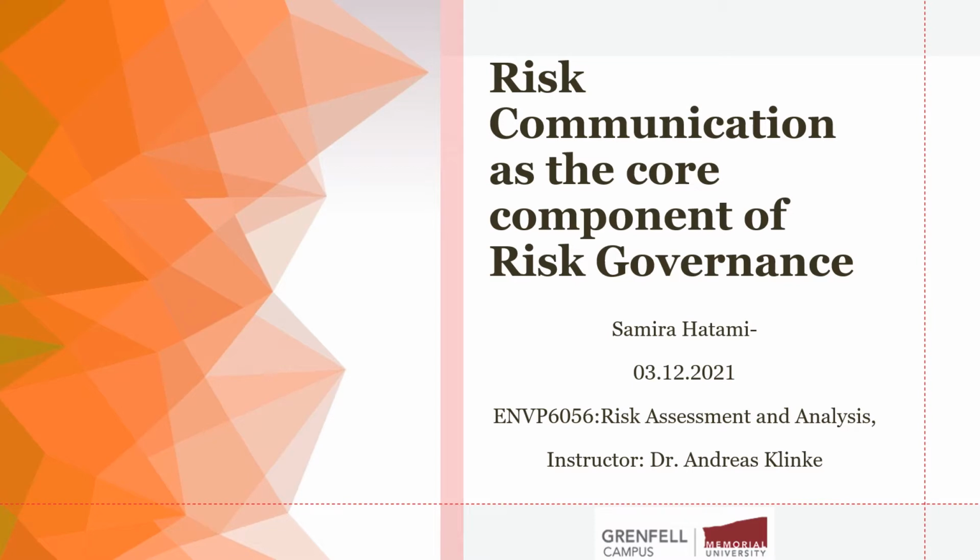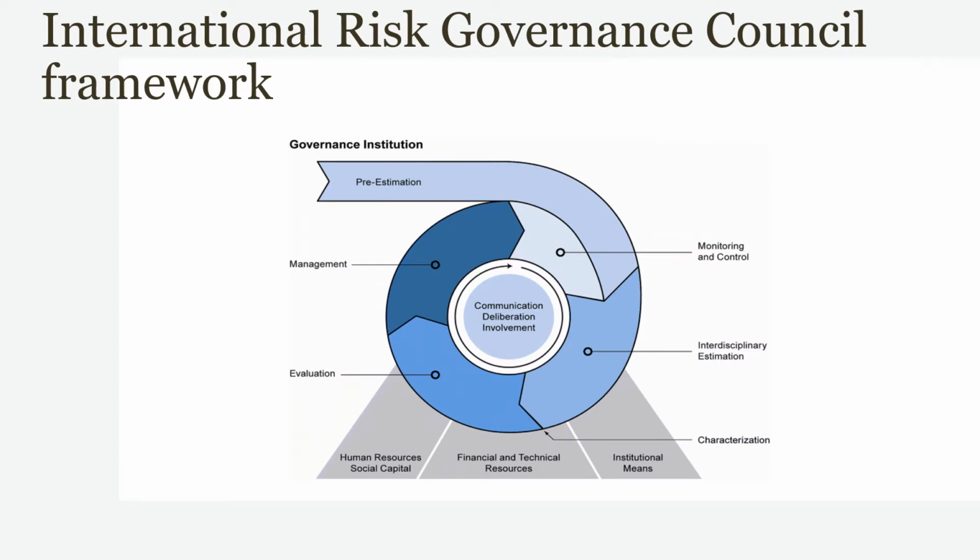In this slide, I want to talk with you about risk communication as the core component of risk governance, according to chapter 6 of the book of Mr. Ortwin Renn, so-called Risk Governance. According to the IRGC framework for risk governance, risk communication is a core component of risk governance. Effective communication has to be at the core of any successful activity to assess and manage risks. Risk communication should be two-way communication between risk managers, risk assessors, and the public.